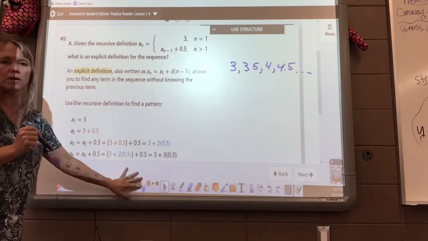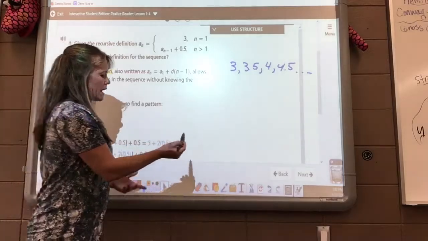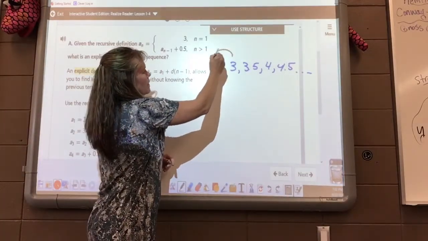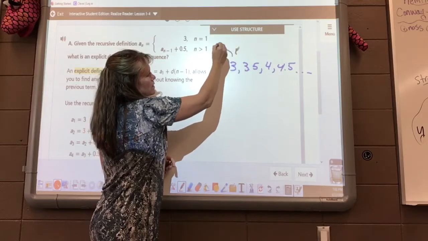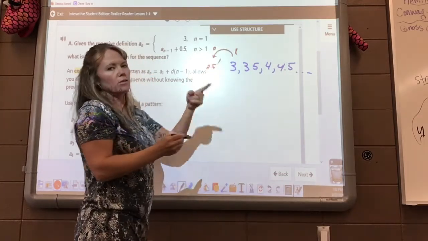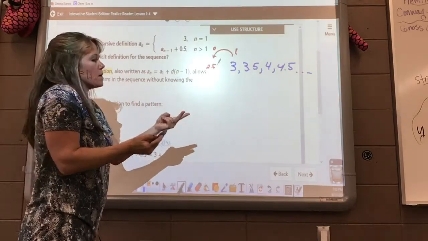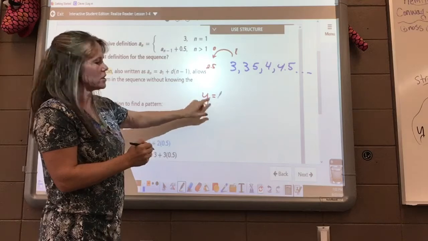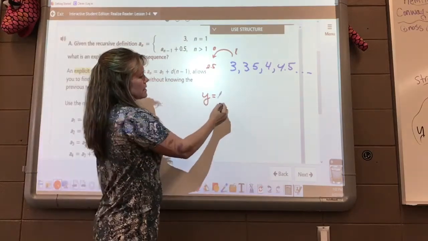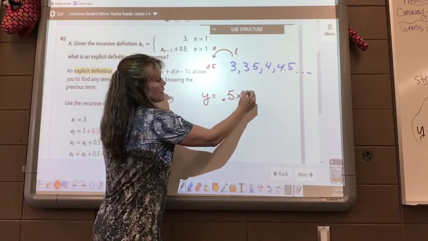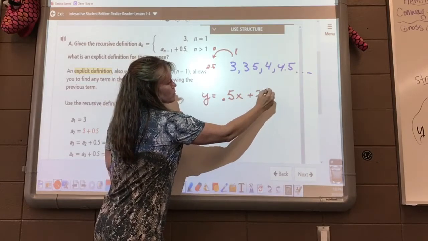So they go ahead and write out their pattern just like we did. And then what I would do here is just what we did on the opener. I would go back and say, okay, if this is term 1, term 0 must be 2.5. I know term 0, I know the slope, so I could write this out. I might change the format, I might change the letters that I'm using, but at least this will get me started. I know I'm going up by 0.5 every time, and I started at 2.5.